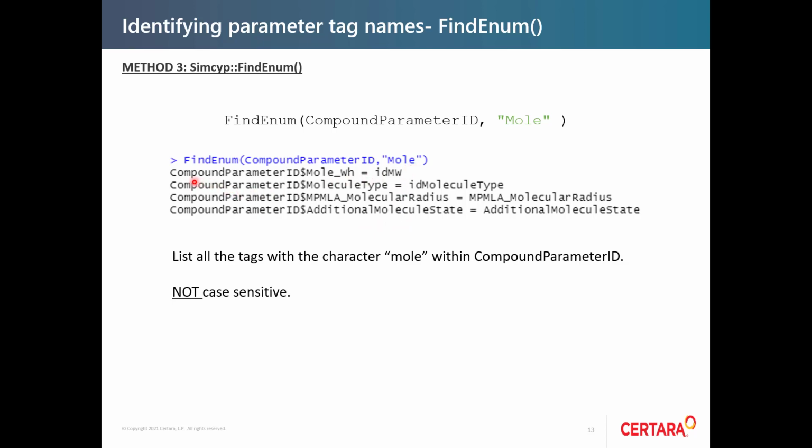So as you can see, within the compound parameter ID object, we have molecular weight, ID MW, and we also have molecule type that has the characters MOLE within it. And we also have the molecular radius as well as molecule state. So what's happened here is that the FindEnum function has gone into the compound parameter ID object and has searched within this object for any parameter that has the characters MOLE. And I just have on here that this function is not case sensitive. It doesn't matter if you've used small letters or capital letters.